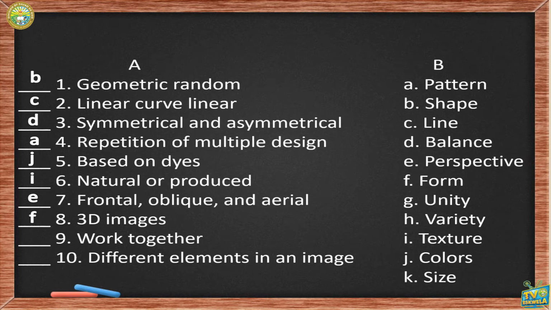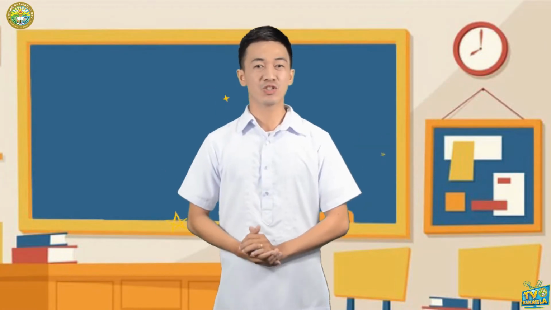For number 9, work together. Excellent! The correct answer is letter G, unity. For the last number, different elements in an image. Correct! The correct answer is letter H, variety. Congratulations! You have a perfect score.